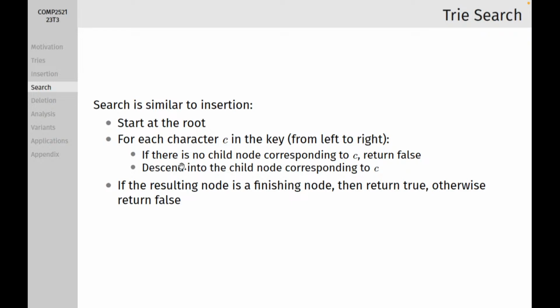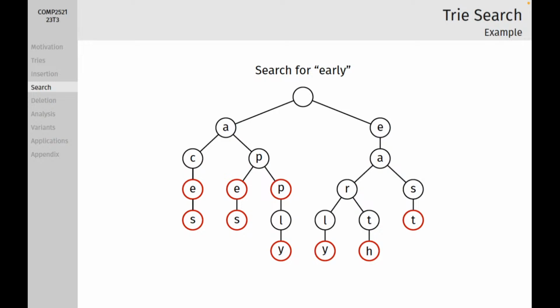Otherwise, if there is a child node corresponding to the character, then we descend into the child node, and we do this for every character. And then, if the node that we end up at is a finishing node, then we return true. Otherwise, we return false. So just because there is a path in the trie corresponding to the characters in the key, that doesn't mean the key exists. The last node in that path has to be a finishing node. Okay, so with that, there are some different cases for searching.